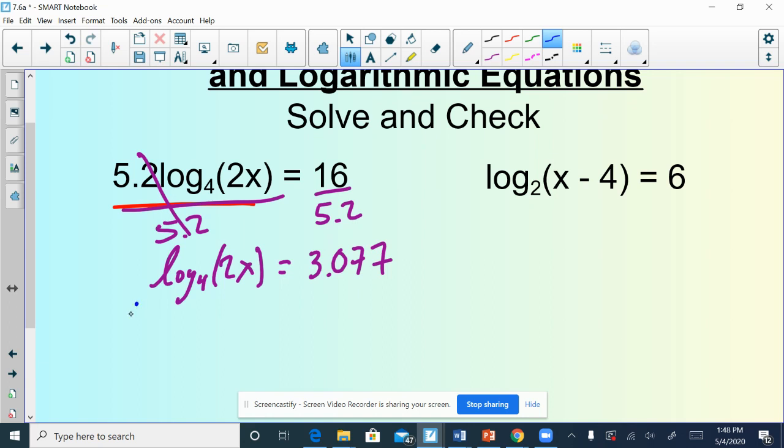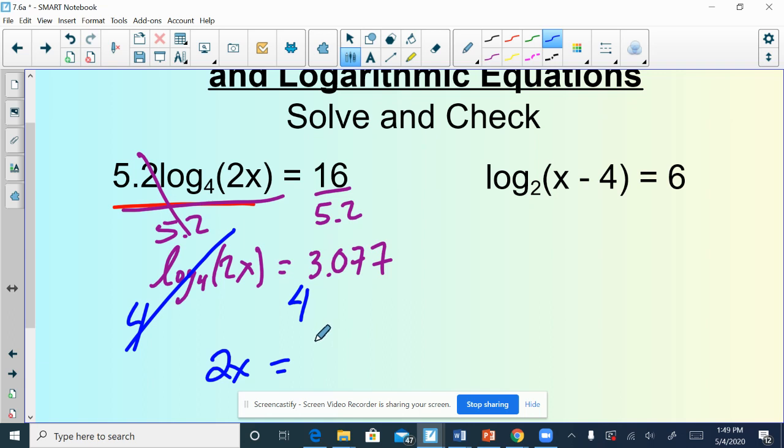You're like, well, 4 to the power of log base 4, so that would undo each other because 4 to the power of and log base 4 are inverses of each other. They cancel each other out. Therefore, we just have 2x on the left. And if I do 4 to the power of on one side, I also have to do 4 to the power of on the other side. So I can now do 4 to the power of 3.077.